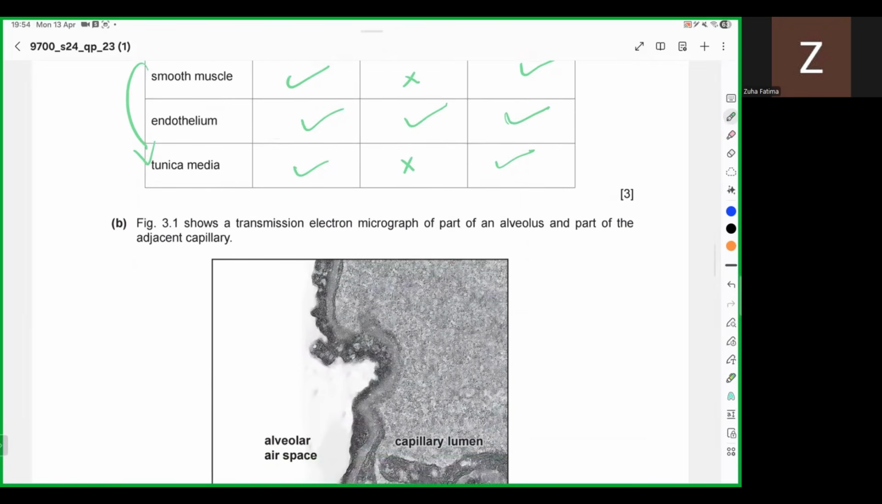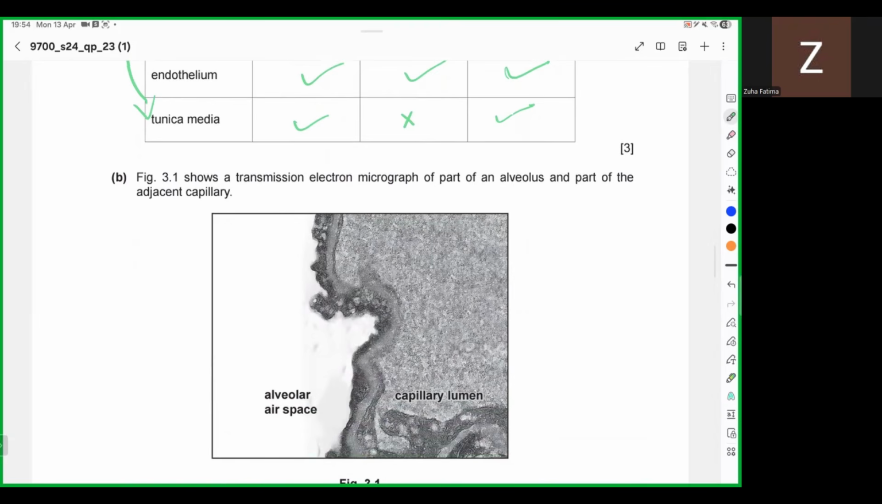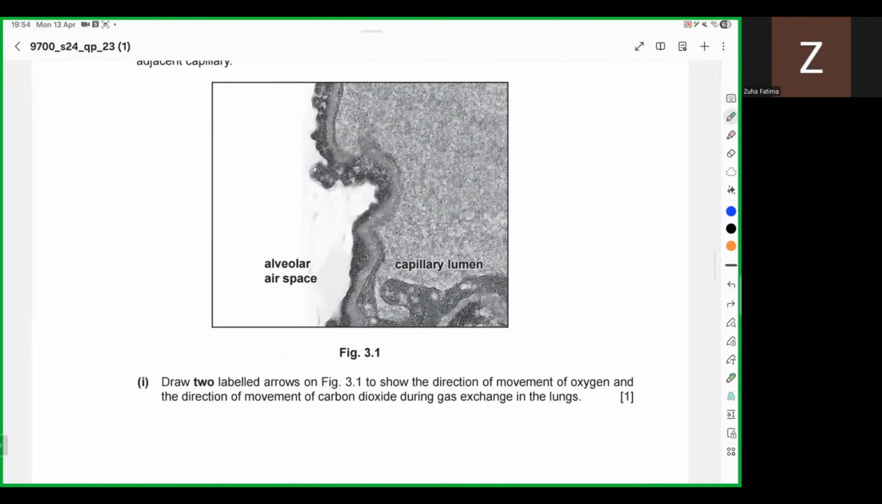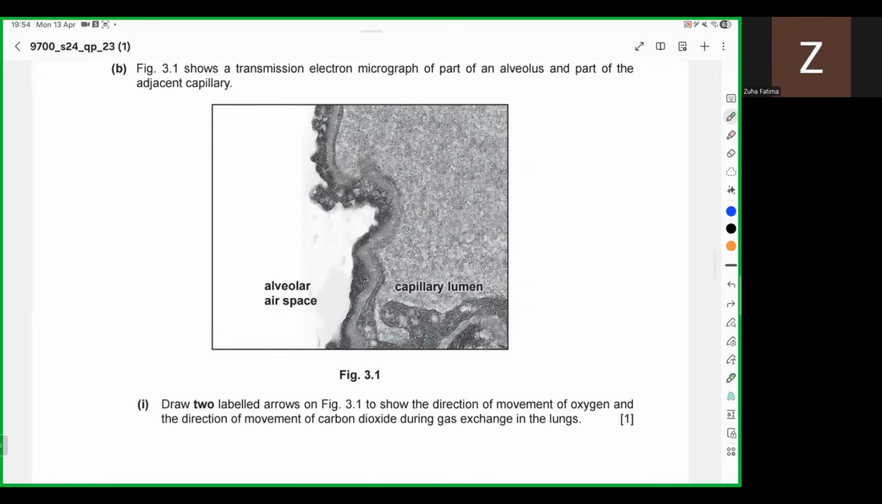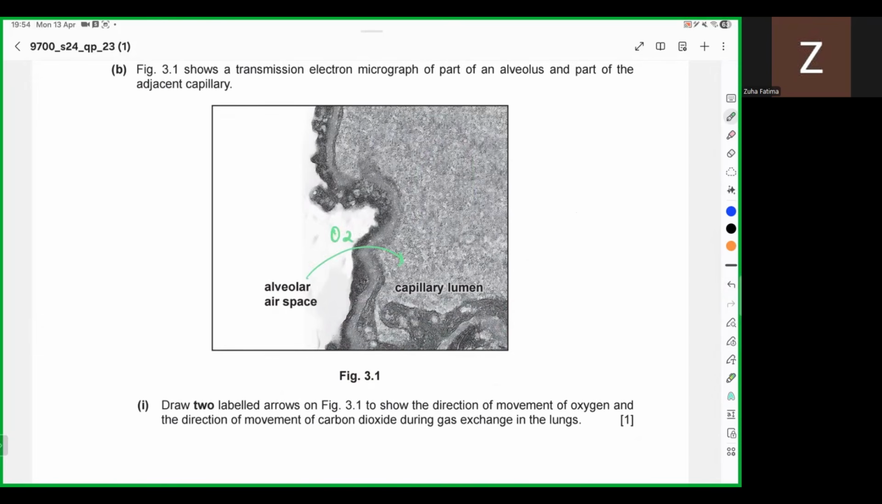Figure 3.1 shows a transmission electron micrograph of an alveolus and part of the adjacent capillary. So this is the alveolar air space and this is the capillary lumen, in which blood will be present. We can also see a cell. Draw two labeled arrows on figure 3.1 to show the direction of movement of oxygen and the direction of movement of carbon dioxide during gas exchange in the lungs. Obviously, oxygen will move from the alveolar air space into the capillary, and carbon dioxide would be leaving the capillary lumen and moving towards the alveolar airspace.